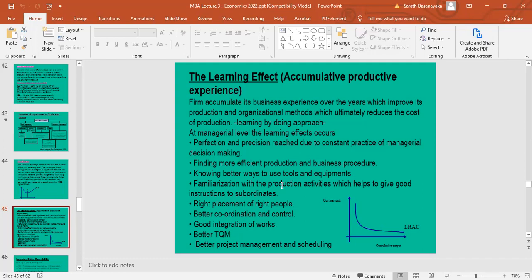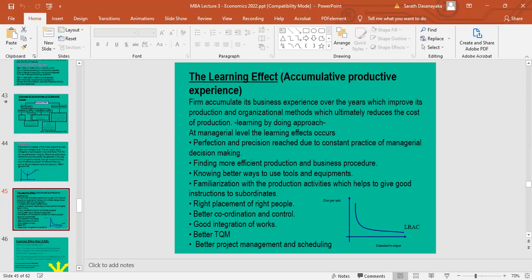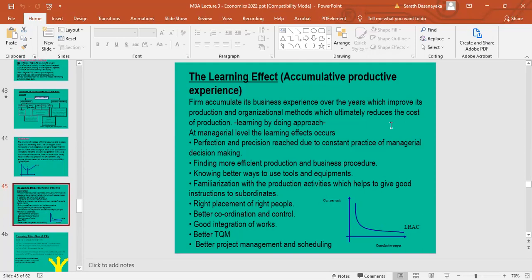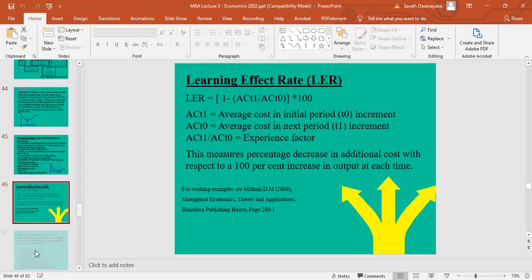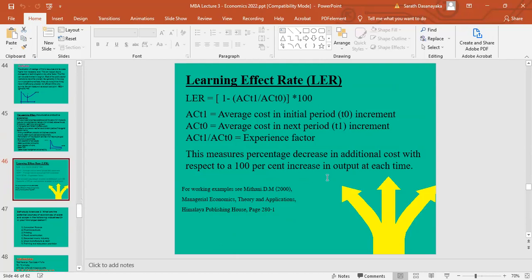Better coordination and control will reduce the long run average cost curve: good integration of the works, better total quality management, better project management and scheduling. Then you can see that due to the learning effect, the long run average cost curve is going down. The operation management lecturer explained during their teachings how the long run average cost curve goes down due to the experience curve and the learning curves. And the learning effect rate also, we can measure it.